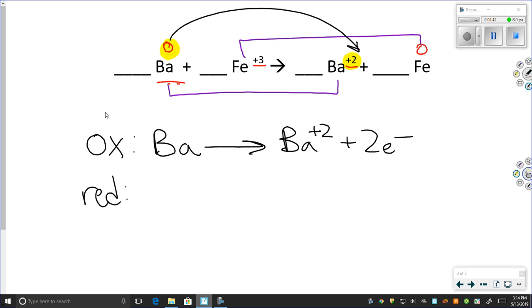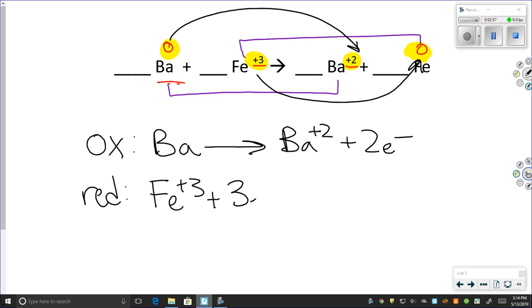Now let's look at our iron. Up here on our iron, we've got a charge of +3 and a charge of 0. That means that we are doing reduction. We are gaining electrons. To go from +3 to 0, that means that we have to gain 3 electrons. And here we are starting off with an iron ion with a +3 and ending up with our free state iron. Now that's our reduction.